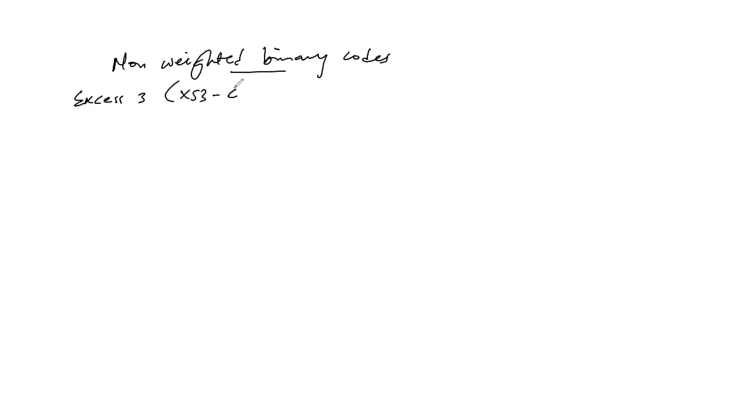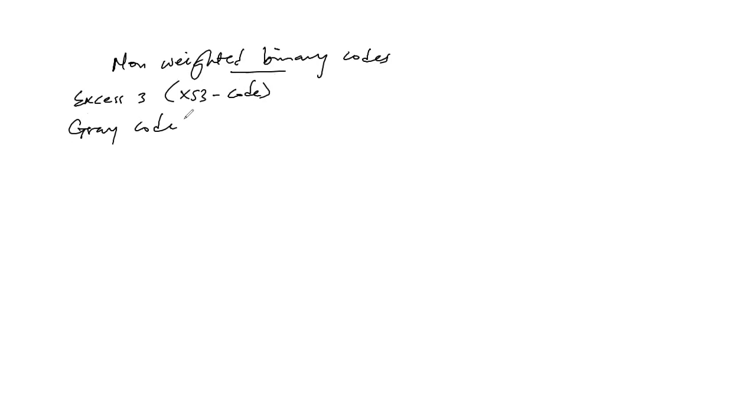So now let us look at the non-weighted binary codes. So we have the excess-3, which is the XS3 code, and the Gray code, right? So in this type of code, each bit does not have a special weight assigned to it like the BCD.